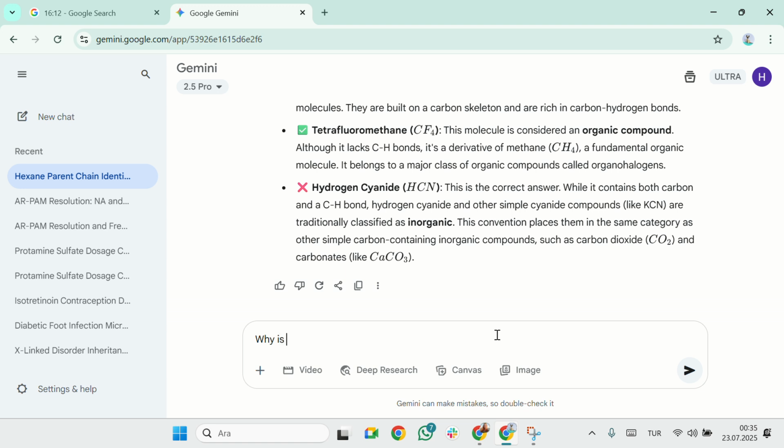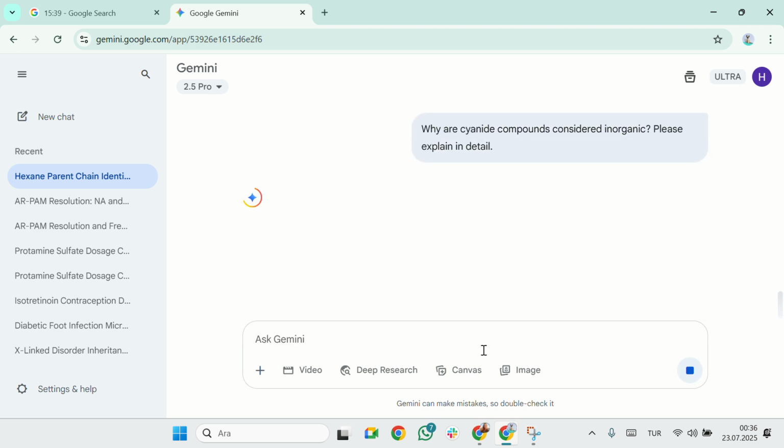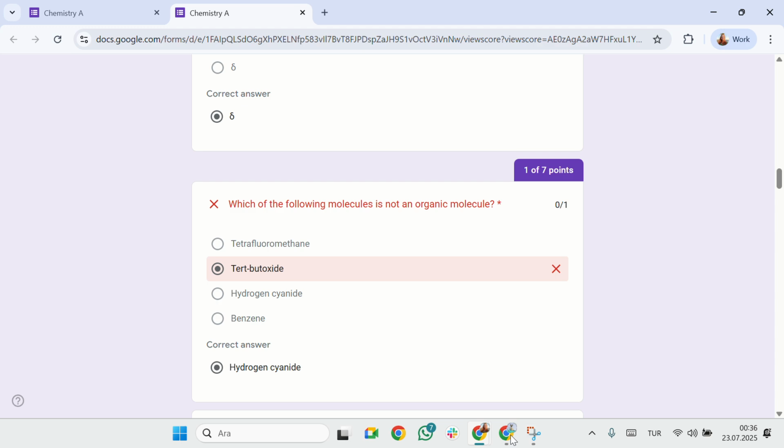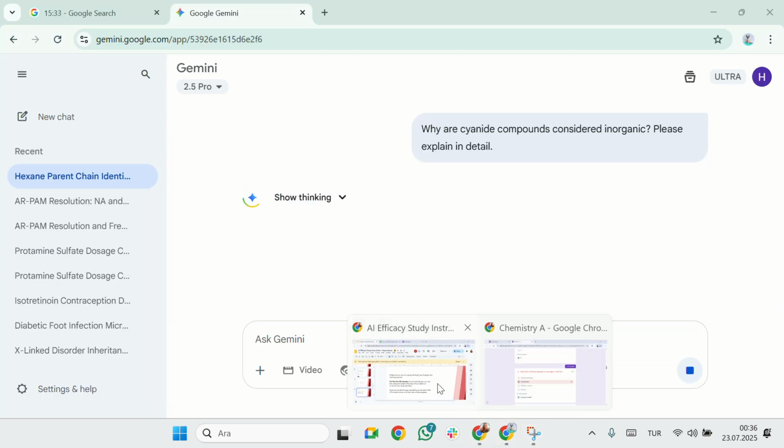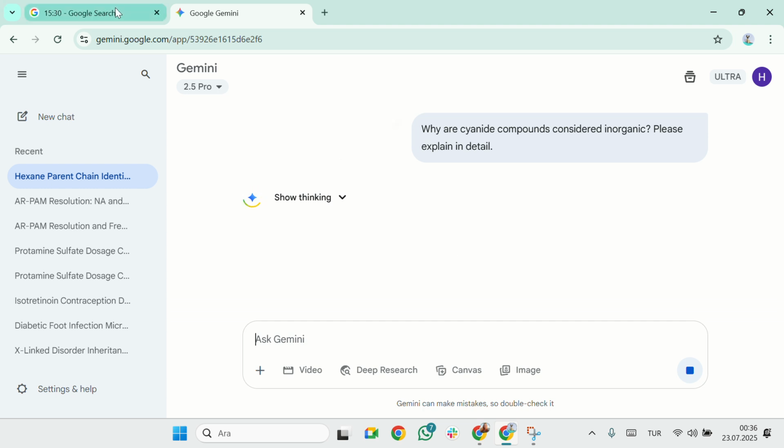Why are cyanide compounds considered inorganic? Please explain in detail. Okay. I'm curious actually. How much time do I have left? 15. Oh, I can see it from here. Okay.